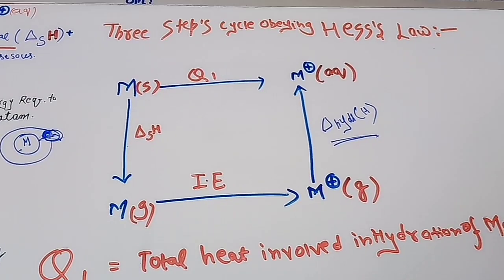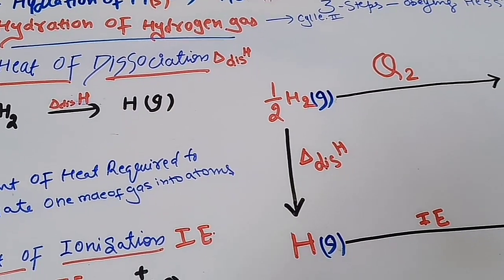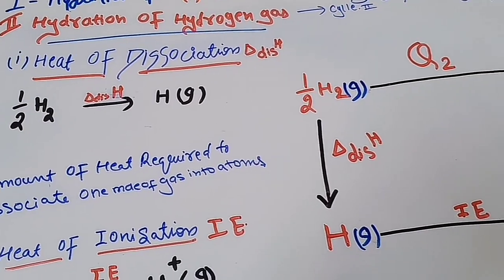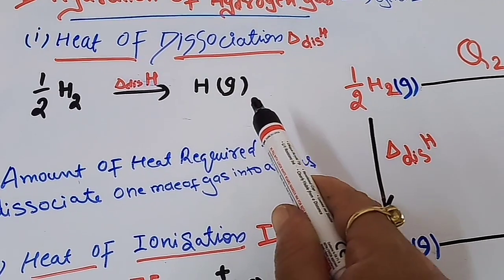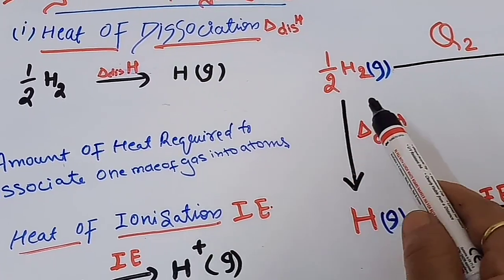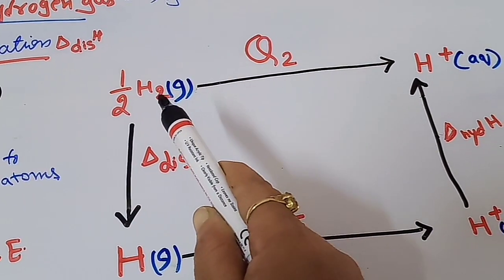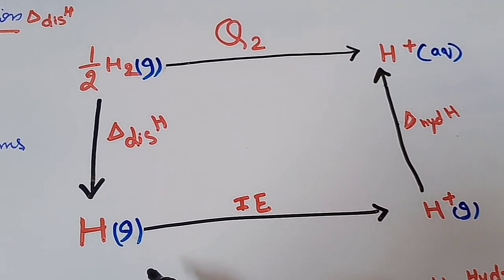Now we will see the second cycle. The second one, that is the hydration of hydrogen gas, also involves three steps. The first step is the conversion of our H2 molecule into the hydrogen atom in the gaseous state by supplying the heat of dissociation. So we can see in the cycle also, first our gaseous hydrogen molecule is getting dissociated into the hydrogen atom.